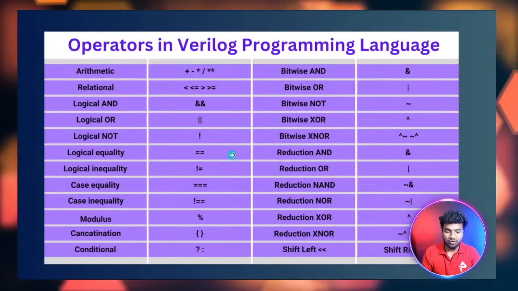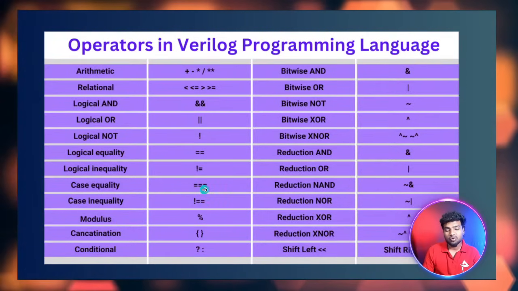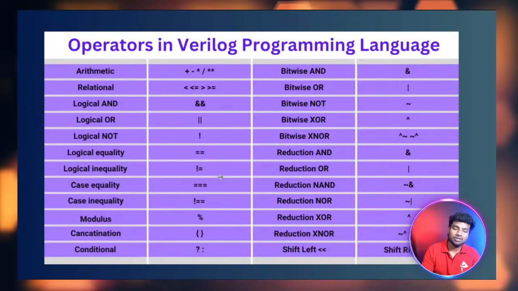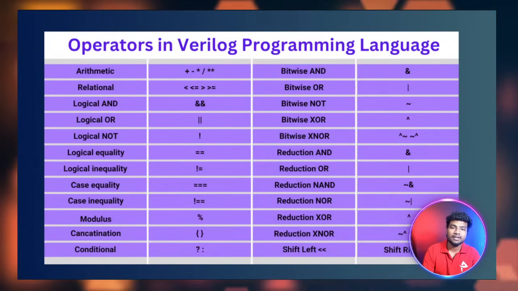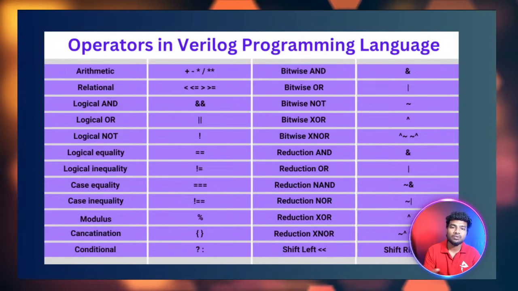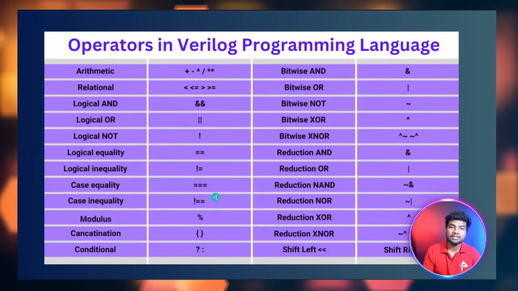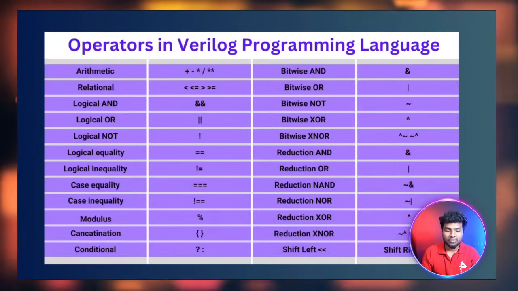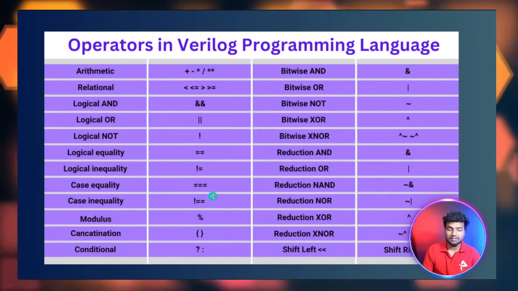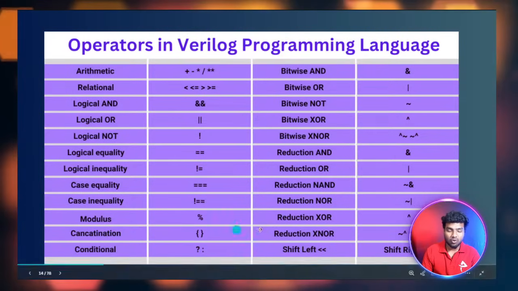And then logical equality, logical inequality, case equality. There is a difference between logical equality and case equality. Logical equality will see only the zeros and ones, two state only, whether it is equal or not. But case equality will see the four states, 0, 1, x, z. Okay, and then this is case inequality, and then modulus.